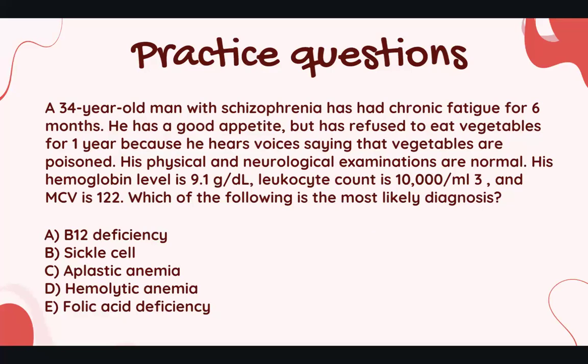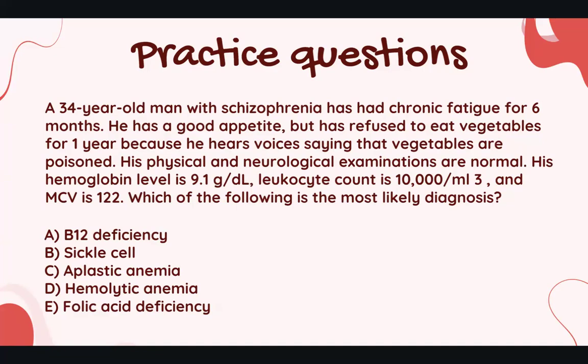Okay, go ahead, Lean. Okay, so a 34-year-old man has schizophrenia and has had chronic fatigue for 6 months. He has a good appetite, but has refused to eat vegetables for 1 year because he hears voices saying that vegetables are poisoned. His physical and neurological examinations are normal. His hemoglobin level is 9.1. Leukocyte count is 10,000 and MCV is 122. Which of the following is the most likely diagnosis?